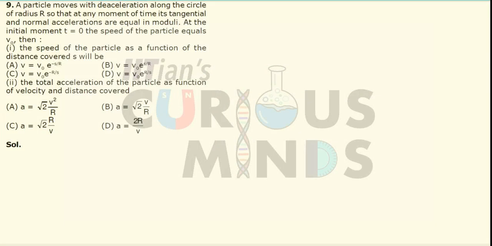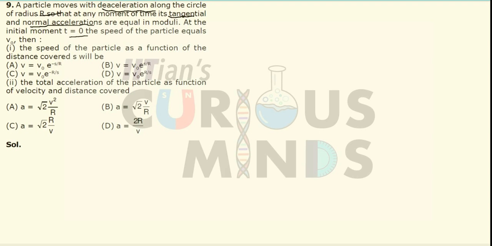A particle moves with deceleration along a circle of radius r so that at any moment of time its tangential and normal accelerations are equal in moduli. At the instant t naught, the speed of the particle equals v naught. Then the speed of the particle as a function of time will be equal to?